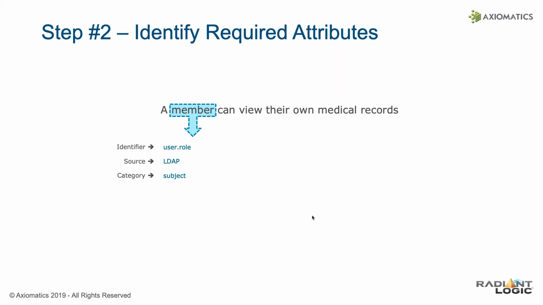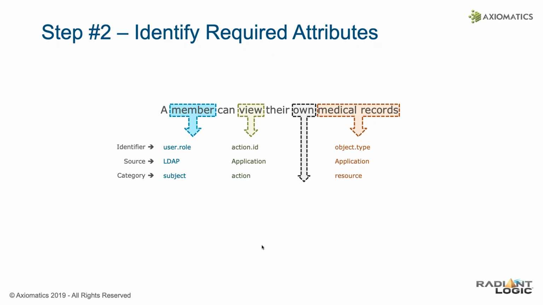So member, that would be a user role, and a potential source for it would be the LDAP directory, and this is in the subject category. Then we see we have an action called view. Well, this is coming from the application. This is part of the message that's trapped by the enforcement point. And then the resource in this case, of course, are the medical records. Well, that's also within the application, and it's in the category of the resource.